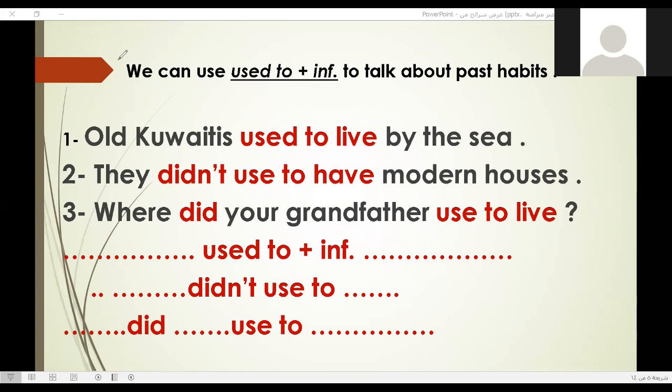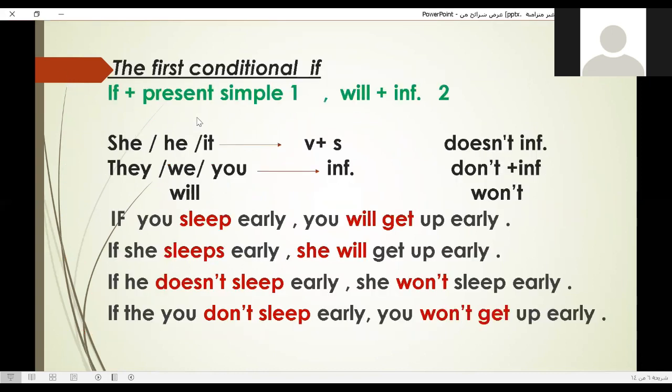Now we will move to something else. Here we will talk about the first conditional, if, okay? The ingredients or the elements are: the first one is if, the second one, present simple form. We are talking about the present simple, verb plus s or verb without s. And after that, the second part is with will or won't in the negative and infinitive after that. Can we read the examples here?